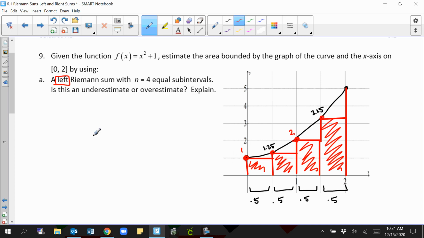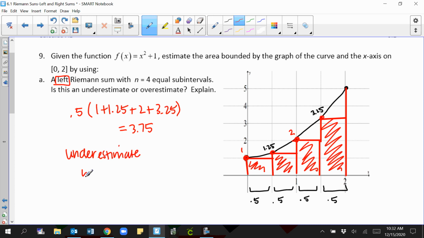Our width is the same, so we can pull it out in front, and then just add all those heights together. So 1 plus 1.25 plus 2 plus 3.25. And so when I add all of that together and then multiply it by my 0.5, I end up with 3.75. And this one is an underestimate because the rectangles are under the curve.